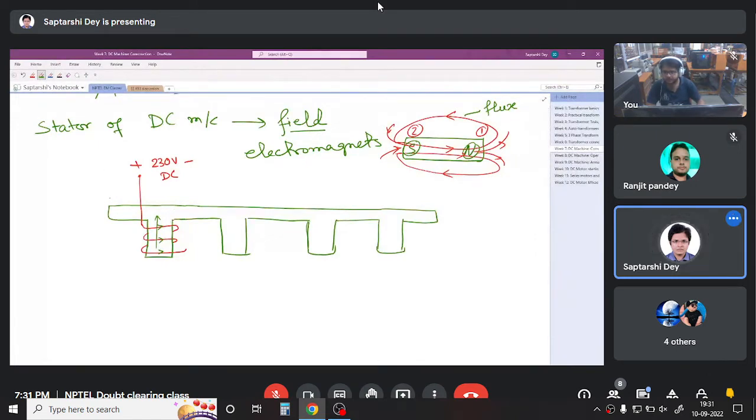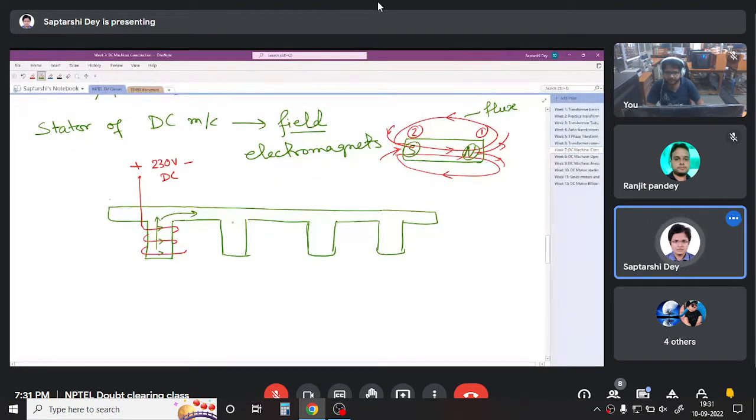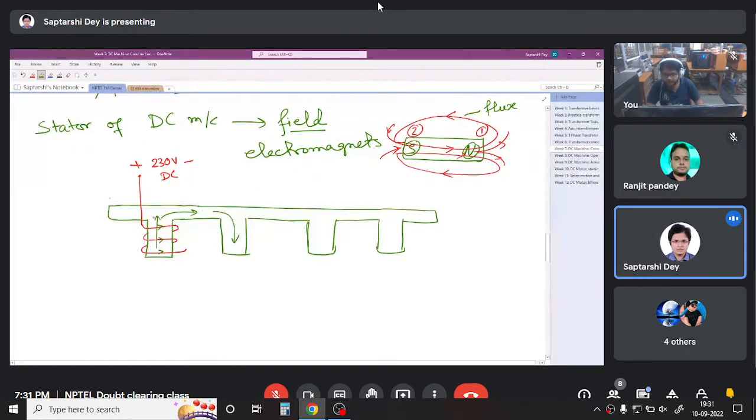Otherwise, see what this flux will want. This flux will want to go up and go like this. It has to come out. Half of it will go this way, half of it will go that way, and it will come from here. Remember, I am drawing the developed view. I made a cut here. In reality, they are joined mechanically, right? So half of the flux comes out and comes in from here. If this flux goes out from here, it has to come out of it like this. So we must have a north pole here.